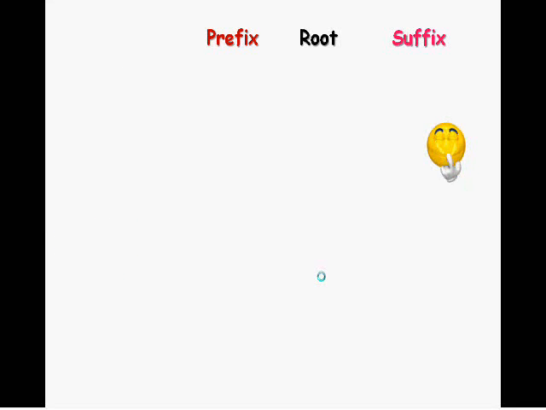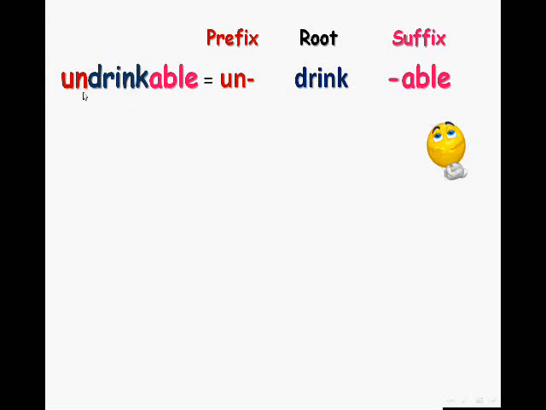Also, we have the word undrinkable. We have un, the prefix, drink, the root, and able, the suffix. Okay? So even if you don't know what undrinkable is, it's a long word, you can just cut it into parts.